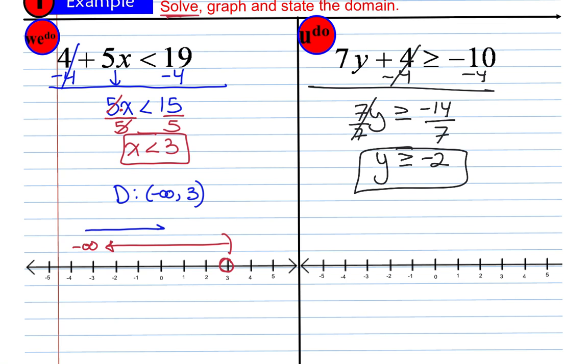And you're going to graph that. Negative 2 is right here. Since it has an equal sign, you know it's going to be filled in and it's going to be part of the answer. And it's all the y's that are greater. All the numbers that are greater than negative 2 are going to be to the right side, so it's going to positive infinity. That means your domain is going to be from negative 2 to positive infinity.